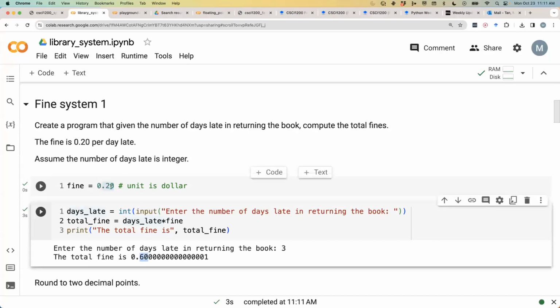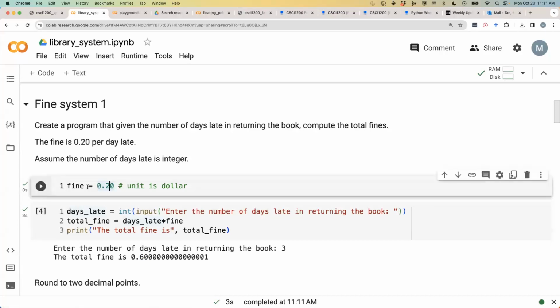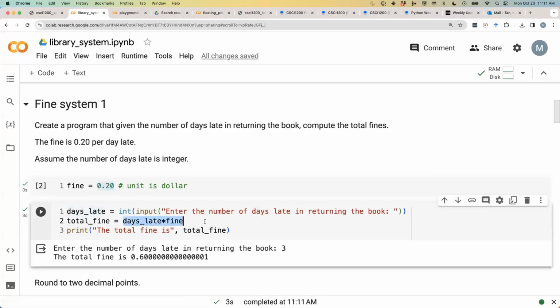But as you can see, when we represent the fine as 0.2, fine is of type float. And 0.2 is a floating point number that cannot be represented using binary representation precisely. And hence, when we compute the total fine by multiplying days late with fine, we get 0.60 with a bunch of zeros and with a last digit of 1 here. So you can see that this is not precise. We should have a precise value of 60 cents as the total fine, but we get this value instead.